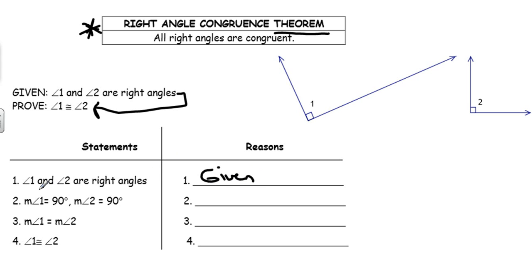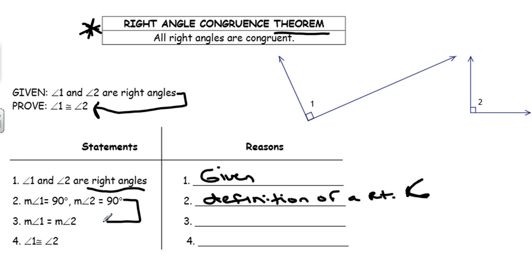And why are we allowed to replace angle 1 and angle 2 with the measure of angle 1 equals 90 degrees and the measure of angle 2 equals 90 degrees? Well, what we're doing here is we're just defining what a right angle is. And the definition of a right angle is that the measure of a right angle is 90 degrees. So we're replacing angle 1 being a right angle with the definition of a right angle, which is that it equals 90 degrees. So we're just giving the definition of a right angle. I'm just abbreviating here.